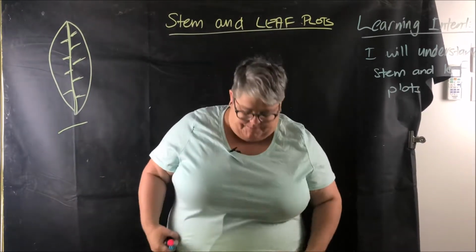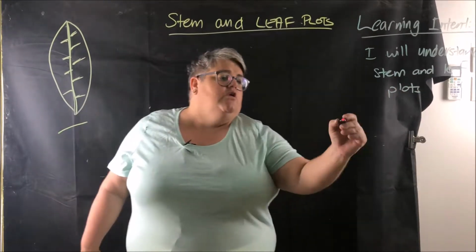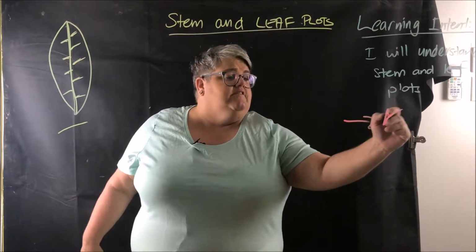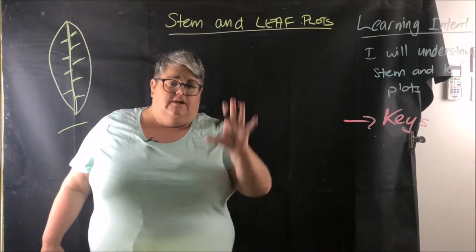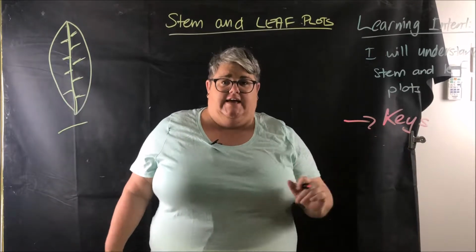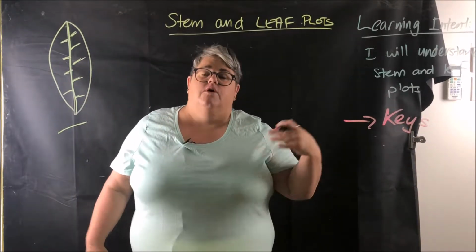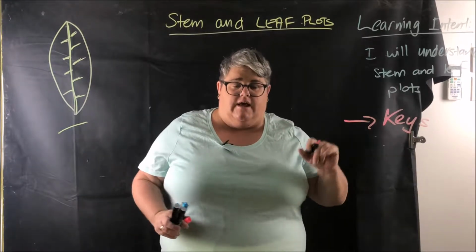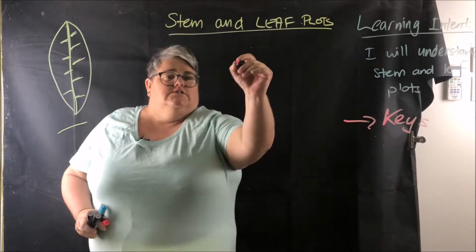So let's get started. Our learning intent today will be that you will understand these leaf plots. We're going to understand that the information is about keys. When you look at it and you draw a leaf plot, it's basically a key. Stem leaf plots are very similar to histograms. We're going to deal with histograms in our next lesson, but for now we're just going to look at our stem plot.